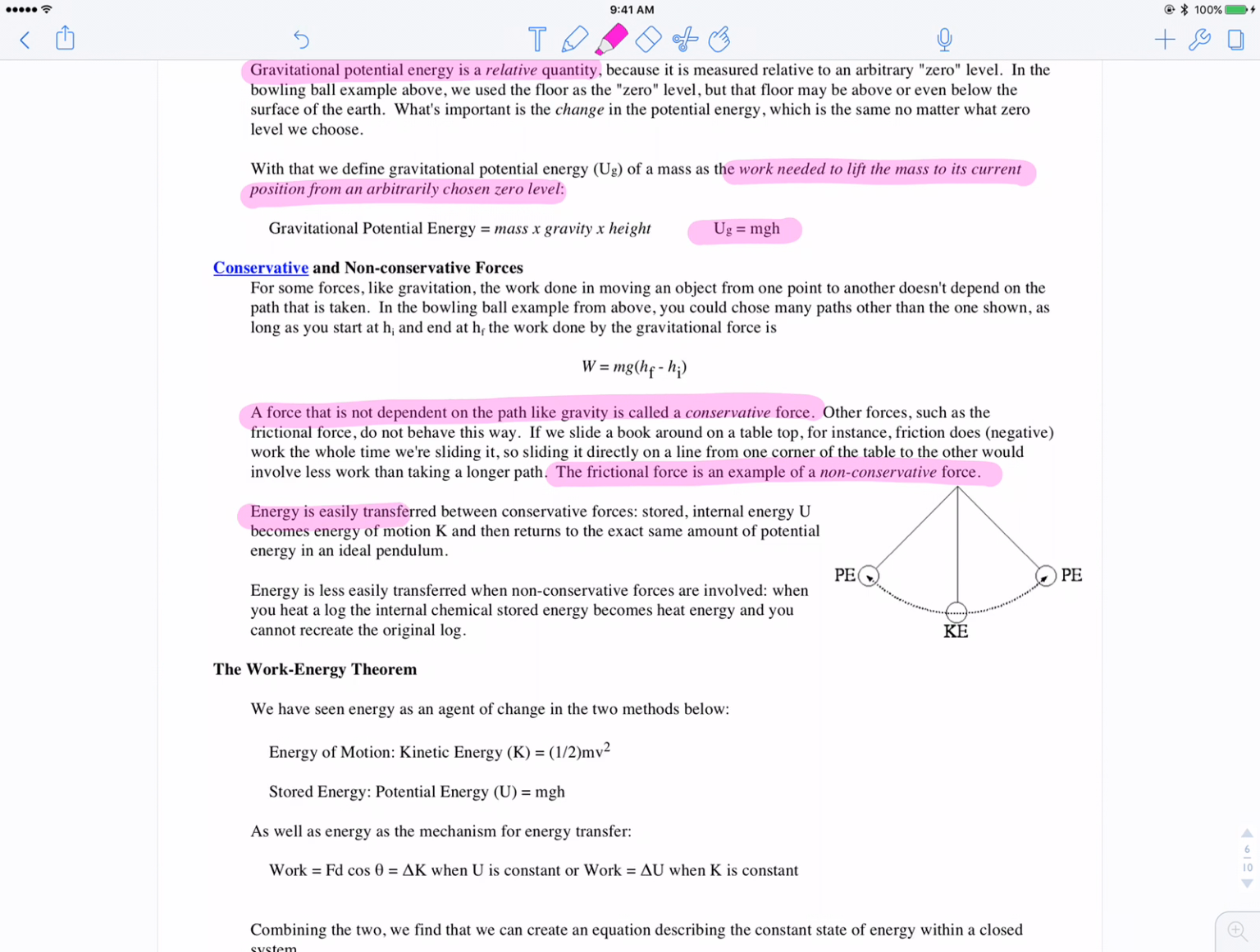Energy is easily transferred between conservative forces. Energy is less easily transferred when non-conservative forces are involved.